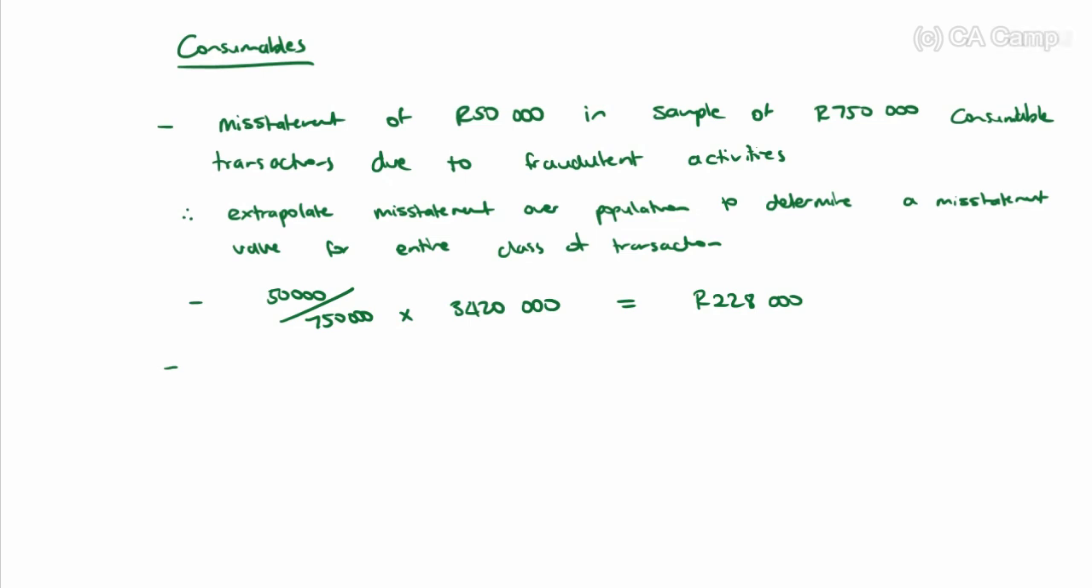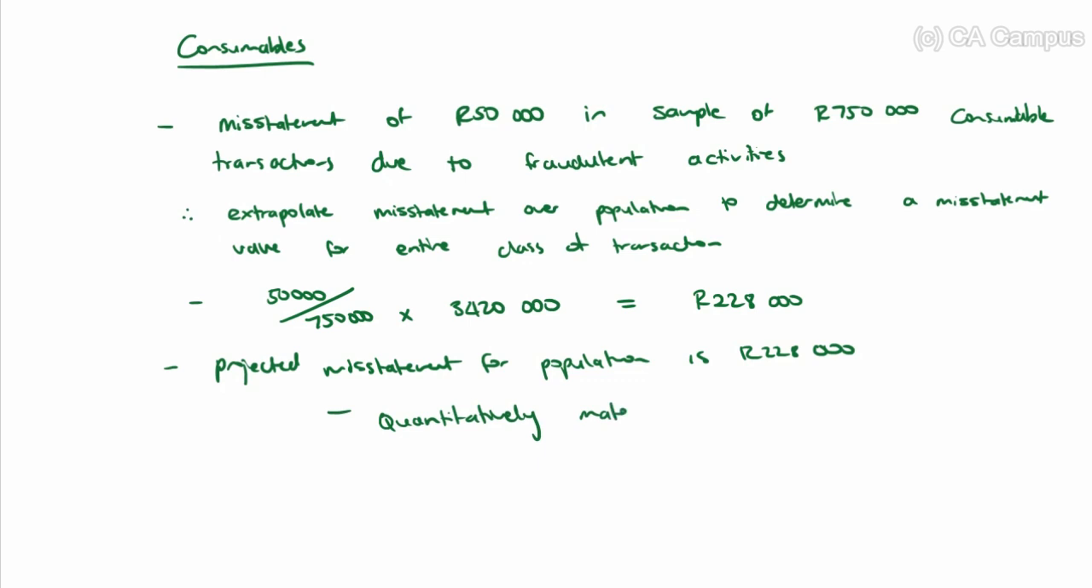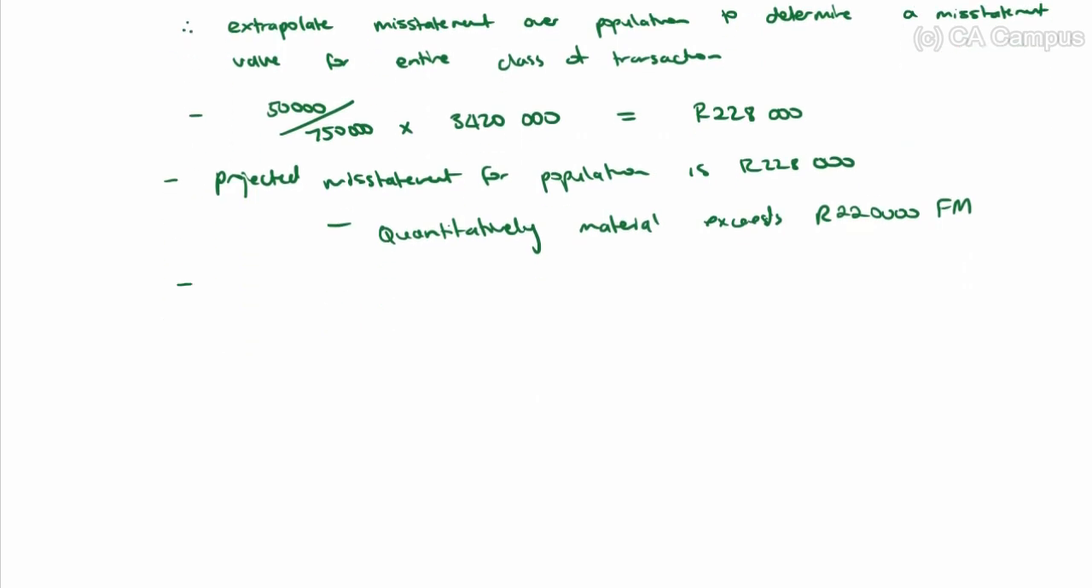So I'm going to say the projected misstatement for the population is 228, and that is quantitatively material because it exceeds final materiality. Irrespective of whether it's the projected or the actual, this is qualitatively material because it is fraud. And the users will want to know about the fraud. Okay. So, now what I'm going to say.